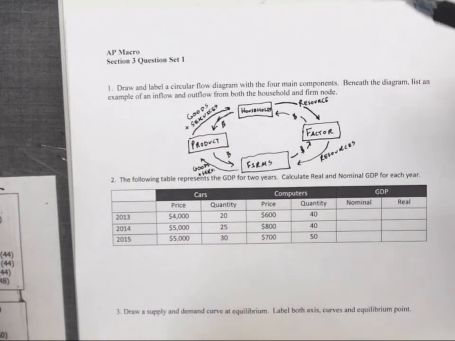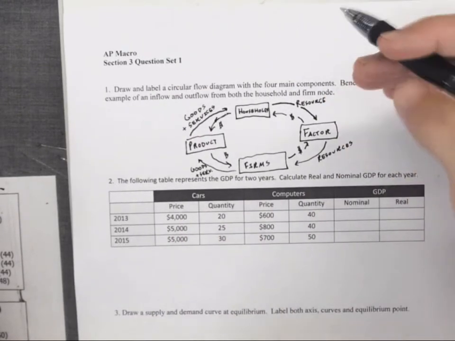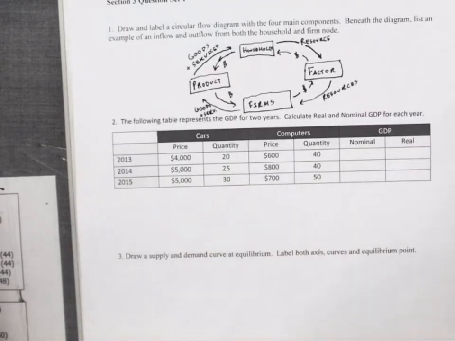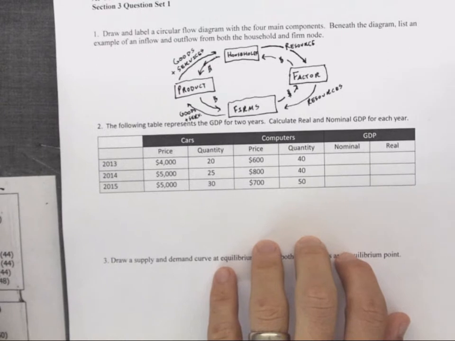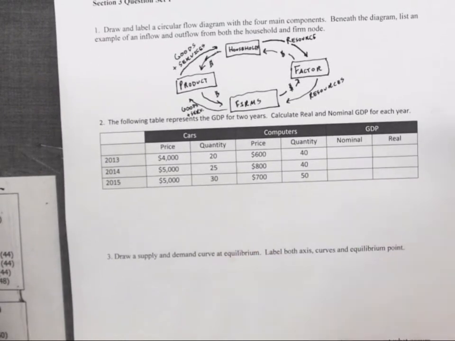So moving on from that to GDP calculations, which would be real and nominal GDP. What I would like you to do is take a second and go ahead and calculate the nominal and the real GDP for each year.